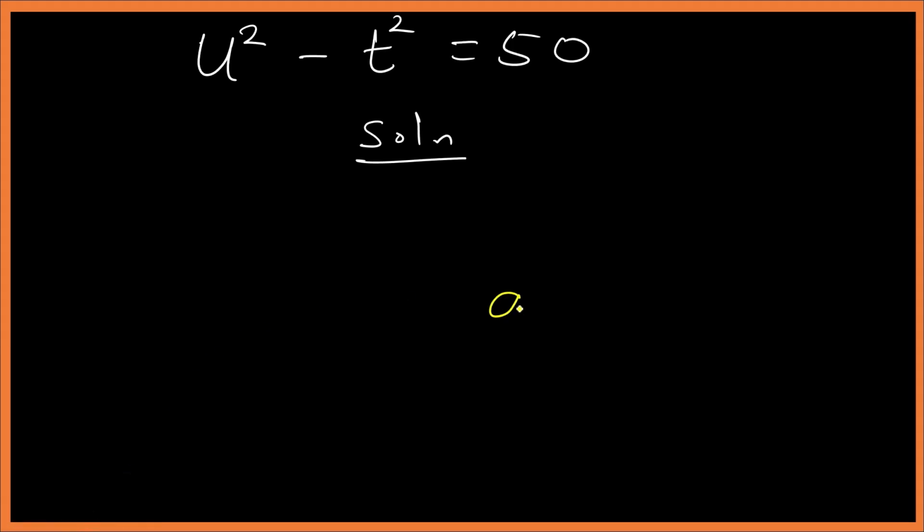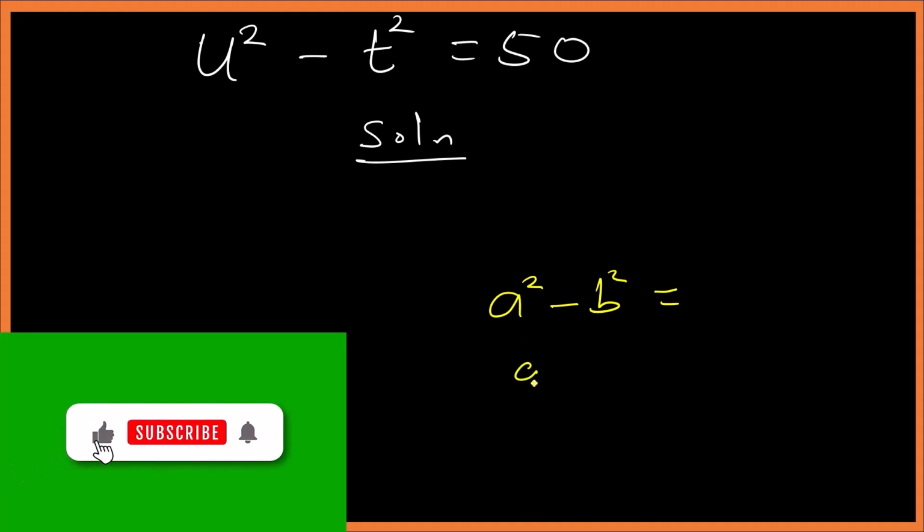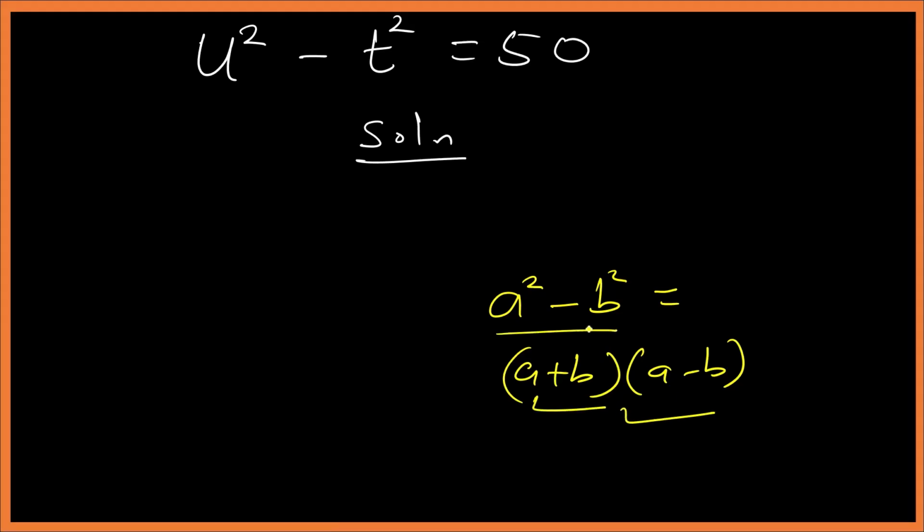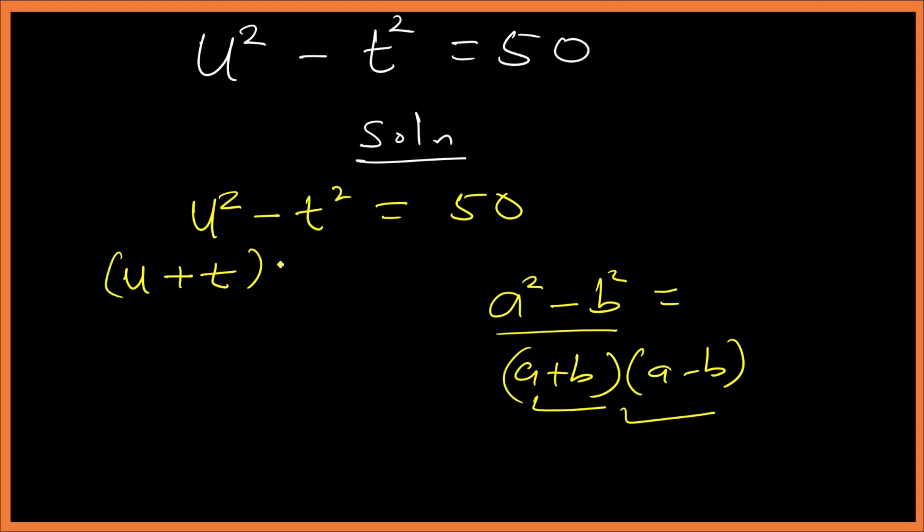Anytime you are given a squared minus b squared, this one is called the difference of two squares. So it's the same as (a plus b)(a minus b). Now when you expand this, you get this. So that is the difference of two squares. So my u squared minus t squared equals 50 is the same as (u plus t)(u minus t) equals 50.